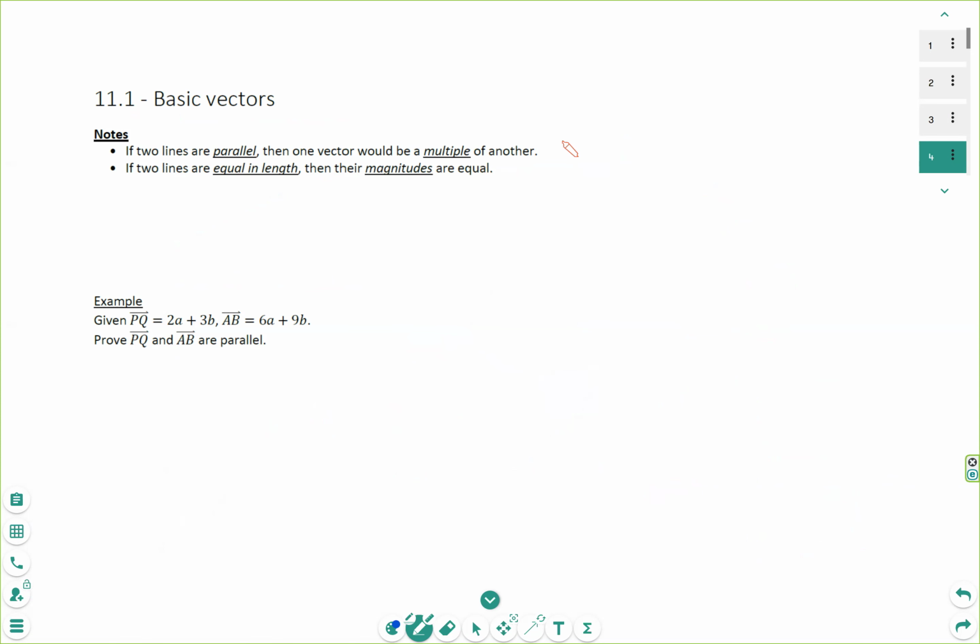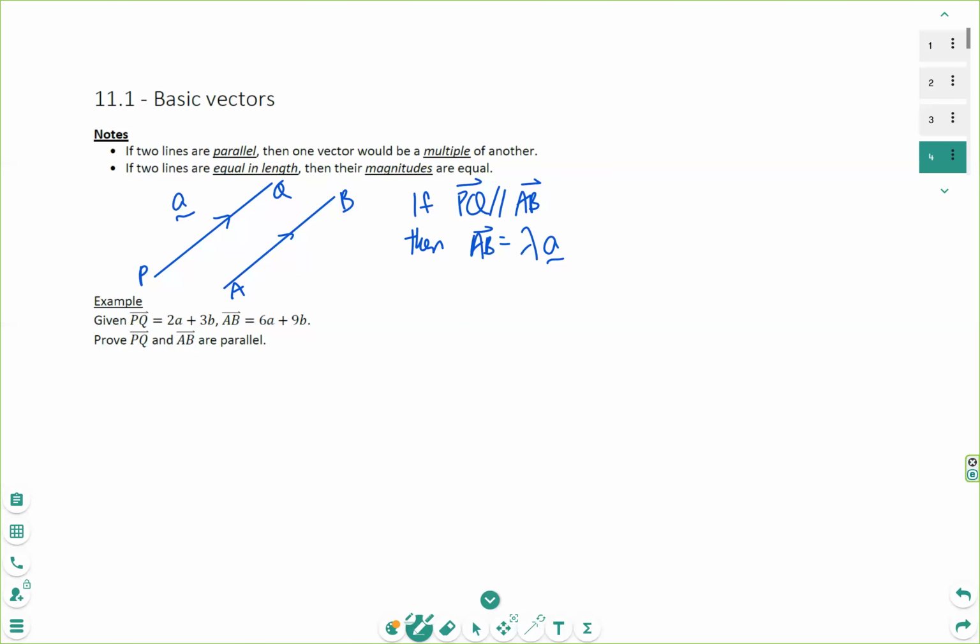So we should know this. For example, in here, if we have PQ, let's say PQ is A, and we have another line which should be parallel, let's call it AB. So if PQ is parallel to AB, then AB will equal to a lambda of A. So lambda is just a multiple. So for example, if AB is half of PQ, then lambda is a half.